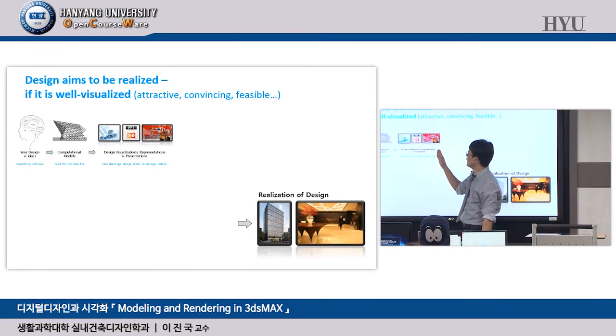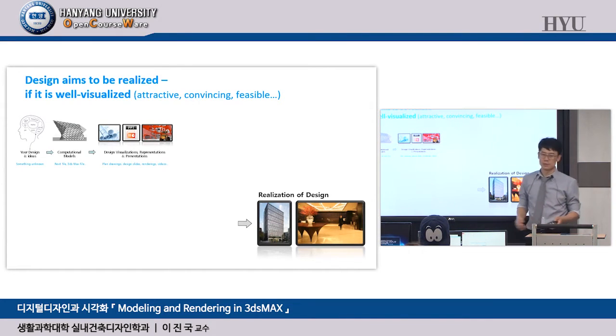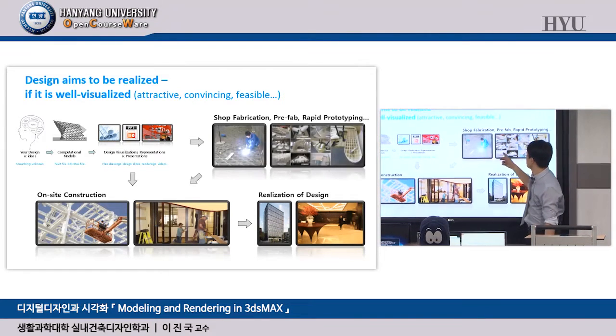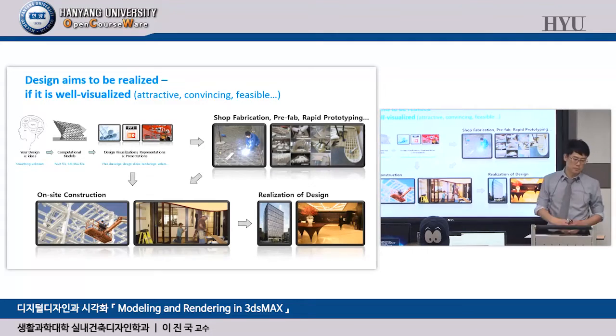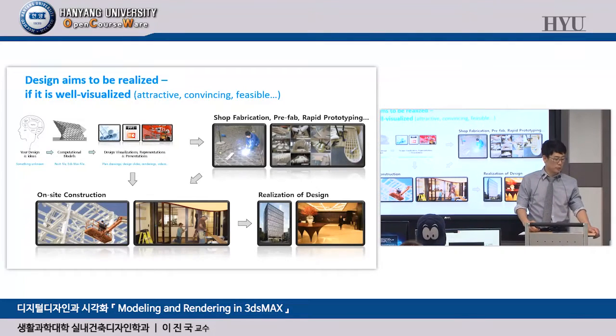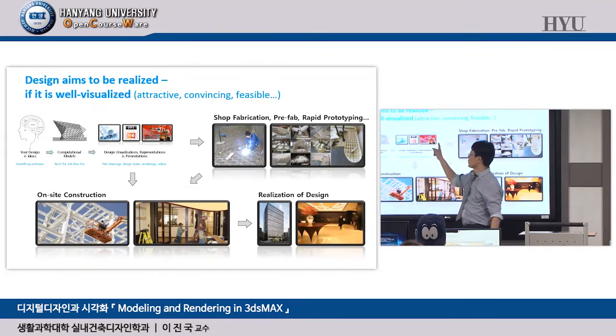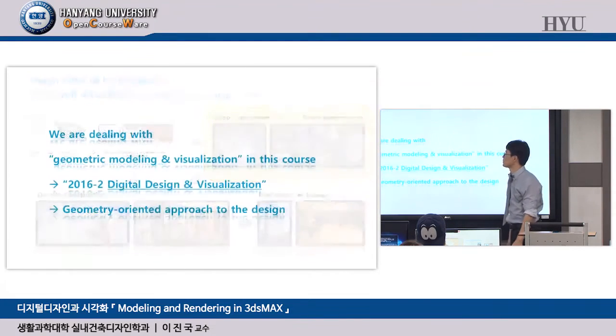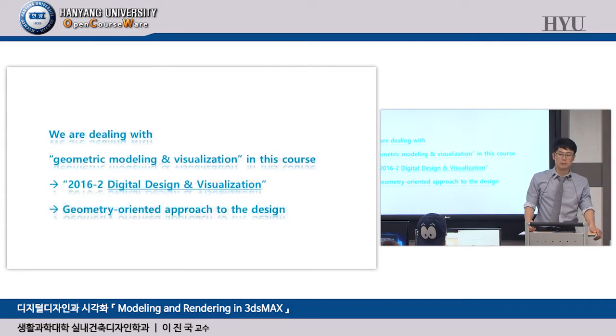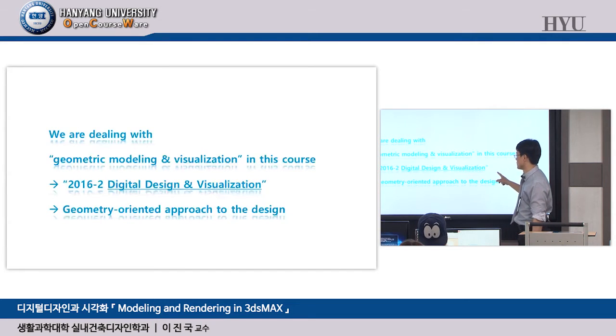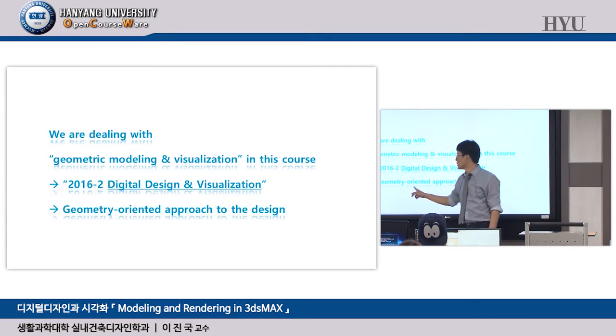Anyway, your visualization, it's really, really important. And then on-site construction, pre-prep, shop, prototyping, and so on, they're going to be used for this one. But we are focusing on this area only in this class. We are dealing with geometric modeling and visualization in this course. Digital design and visualization. So-called geometry-oriented approach to the design. So what is geometry-oriented approach? What else? What is not geometry-oriented approach?